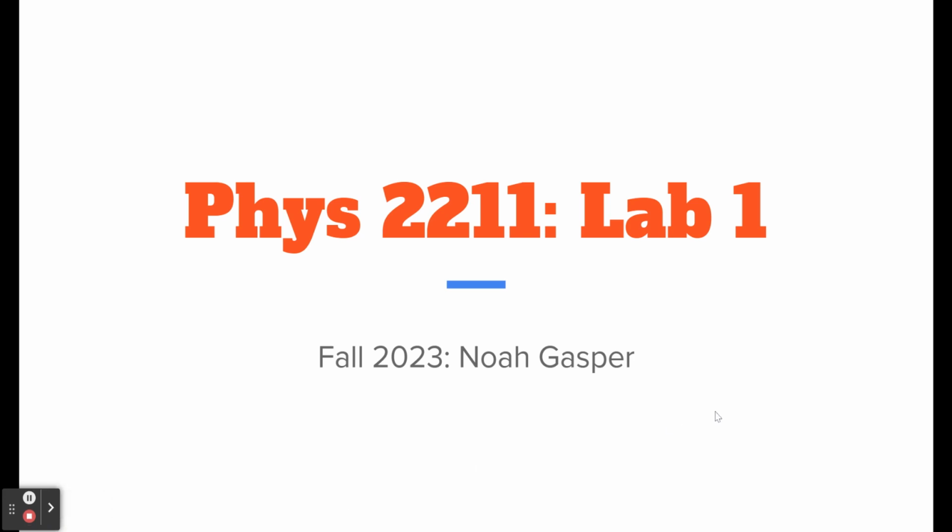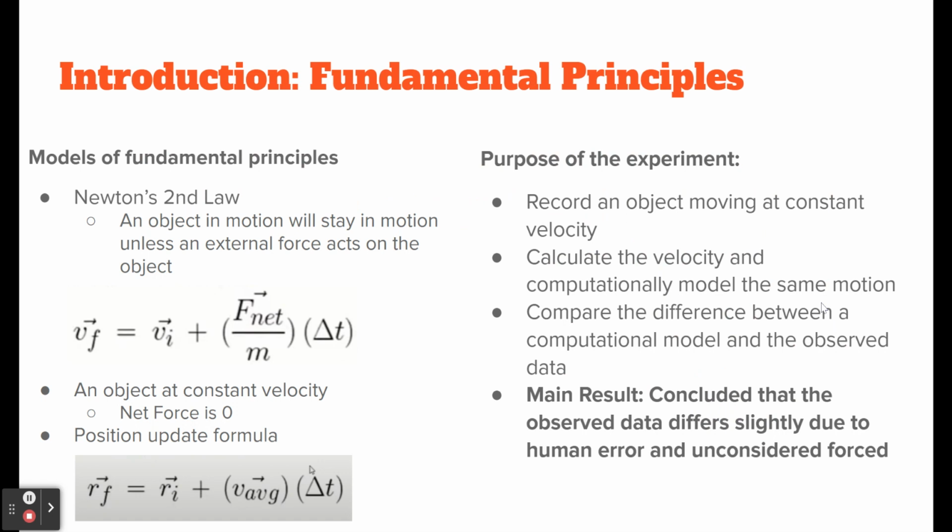So this is my first physics lab, which covers constant velocity. Some of the fundamental principles that I'll be covering is Newton's second law, which states an object in motion will stay in motion unless an external force acts on it. We'll talk about the equation a little bit into the video. And then another fundamental principle is that an object at constant velocity has a zero net force, and we'll also discuss the position update formula.